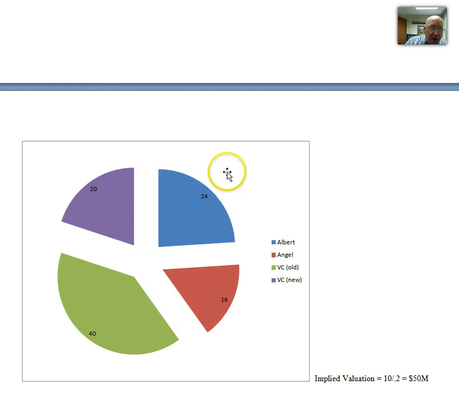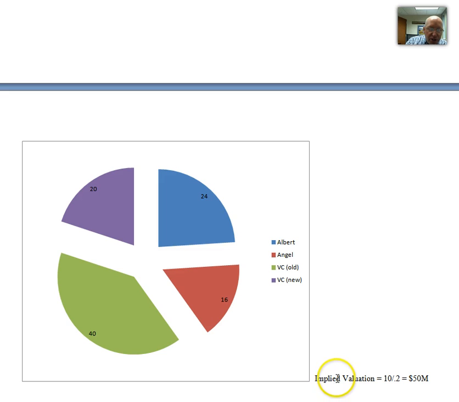And again, using that original 60-40 split between Albert and the Angel, 60% of this total 40% is 24%, and 40% of this total 40% is 16%. So again, it's just doing math.